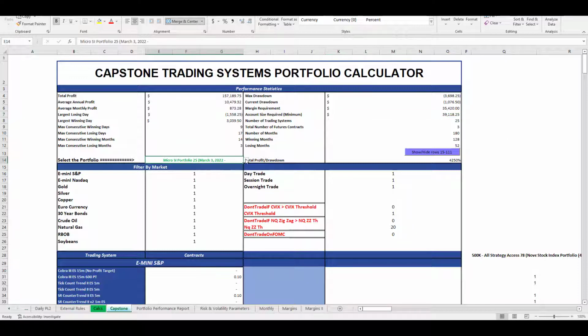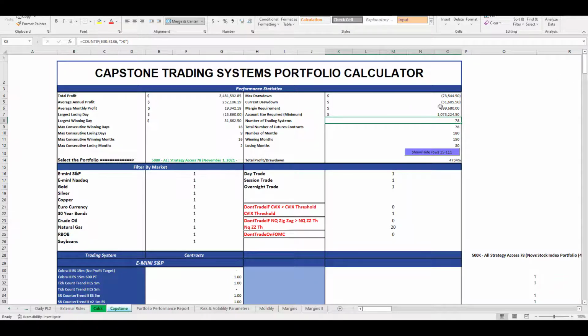Let's look at our All Strategy 78, 500K. This is a 500K All Strategy Access 78. It was around 300K. If we take away the day trade margins, add the new systems, it's $1 million for account size required. The margin requirement is $1 million to trade all these strategies if they take a net position all at the same time. So they never do. You could be comfortable trading this probably with 500 to 700K, but the margins and the volatility in this market are off the charts. I can't emphasize that enough.